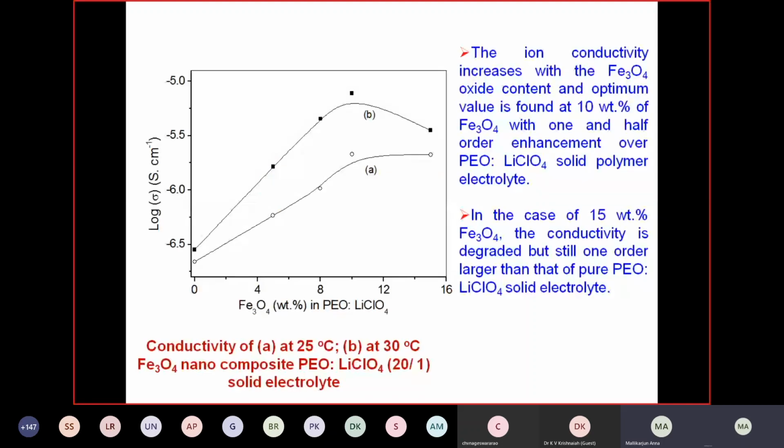So the graph is there in that slide. Okay, you see this graph, where on the x-axis Fe3O4 nanoparticle is there, and on the y-axis conductivity is there. So when we increase the Fe3O4 nanoparticle in this PEO lithium polymer electrolyte, the conductivity is increased up to a certain level, up to 10% of Fe3O4. With further increase of the Fe3O4 nanoparticle, the conductivity is decreased.